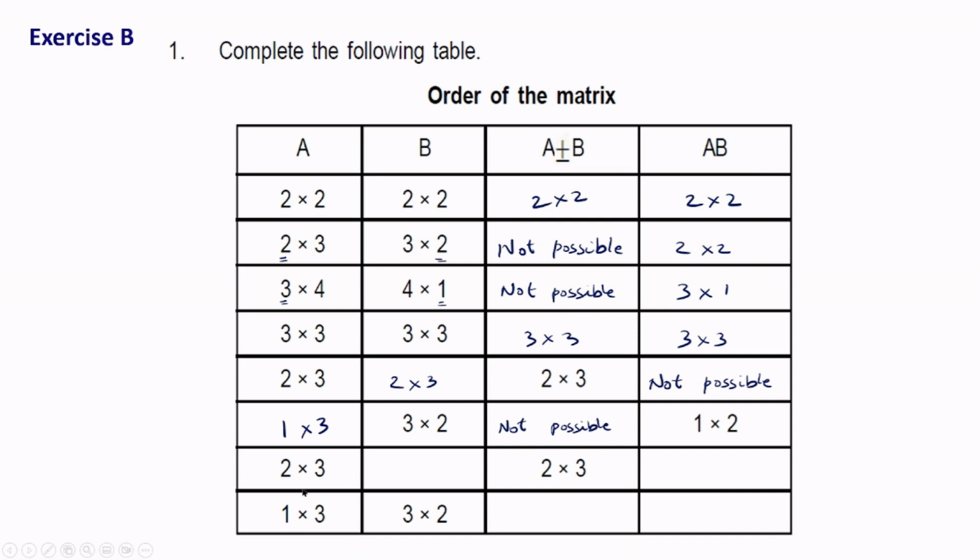And next we have now, this is same as this one. So here order of A is 2 by 3, B is also 2 by 3 and finding AB is not possible.